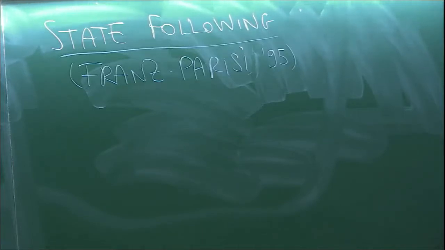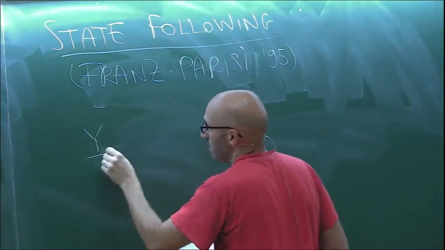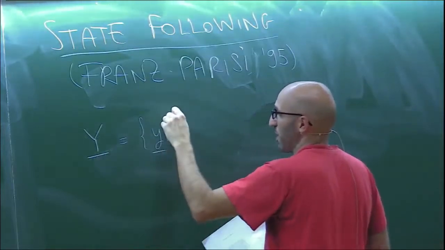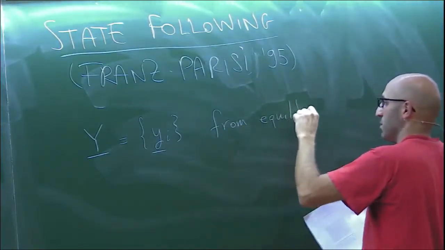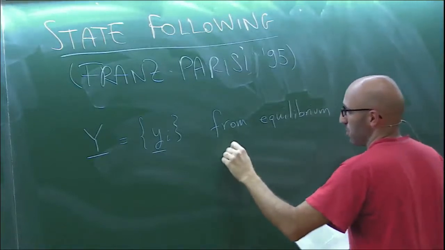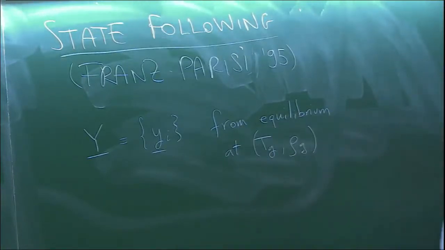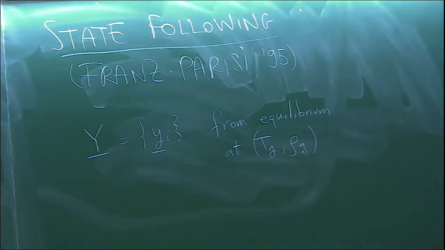Okay, and the idea is very simple. We start from an equilibrium configuration. I'm going to call the initial configuration Y. So Y is a configuration of all the particles, and it is extracted from equilibrium at temperature Tg and density rho g. I will explain later why I call them this way. Suppose that you have the Gibbs measure, exponential of minus beta H, you fix temperature and density to these values, and you are able to extract an equilibrium configuration in some way.